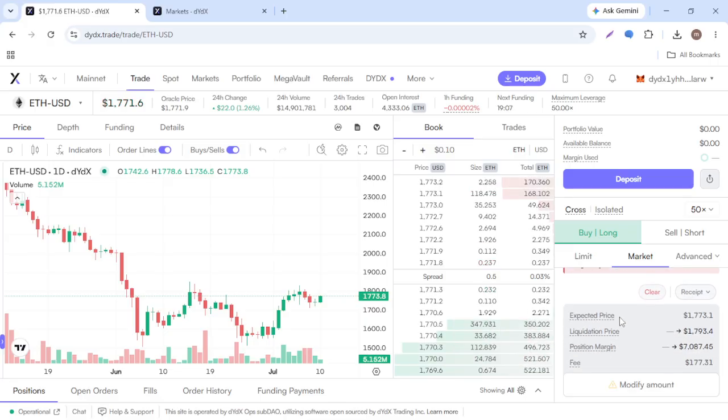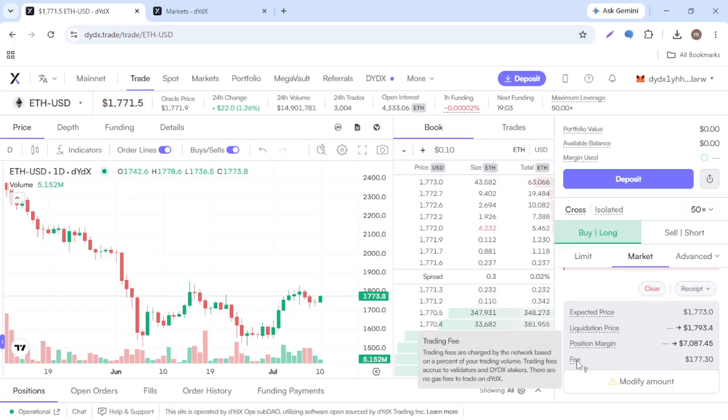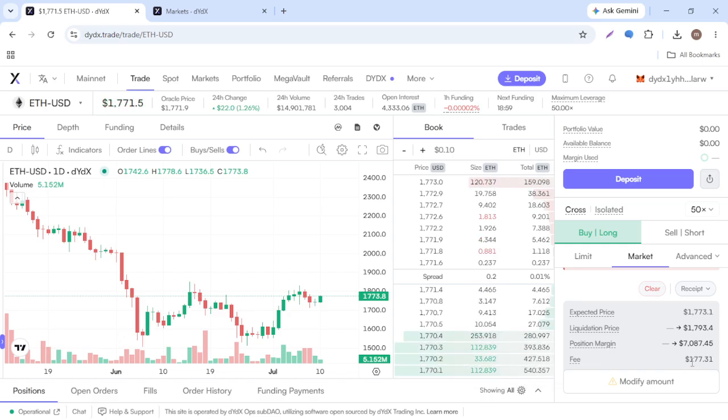Before submitting your order, take a moment to compare the estimated trading fee with your expected profit target. Even small fees can make a difference, especially if you're placing frequent trades or trading with smaller position sizes. And that's how to estimate trading fees on dYdX.